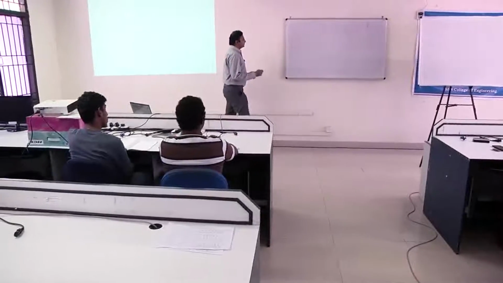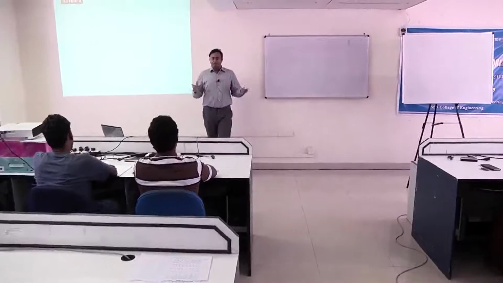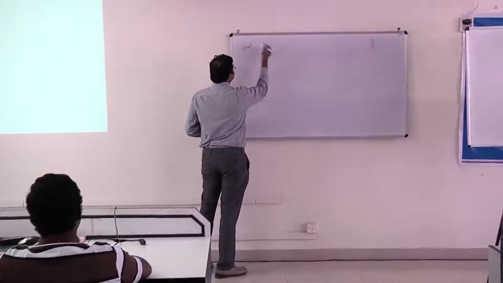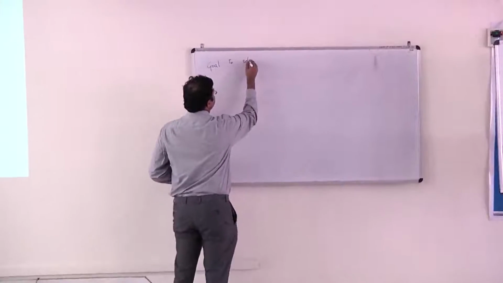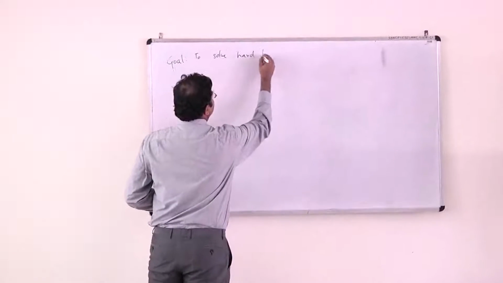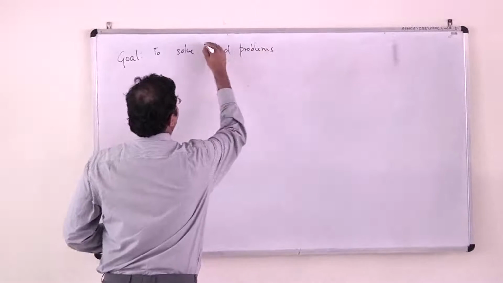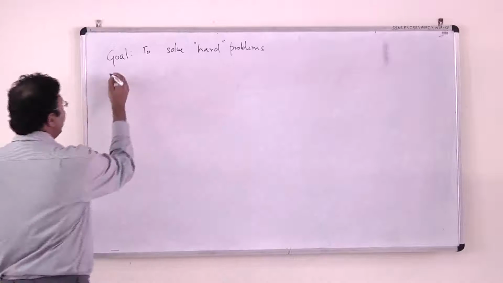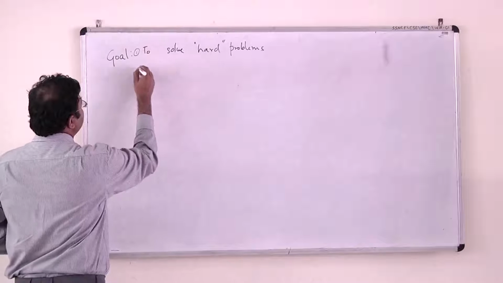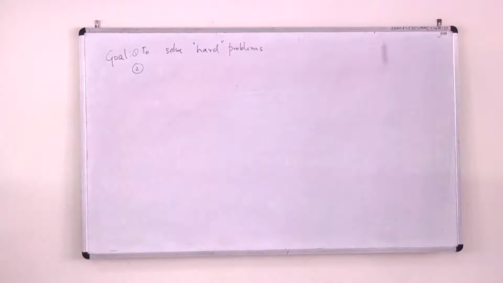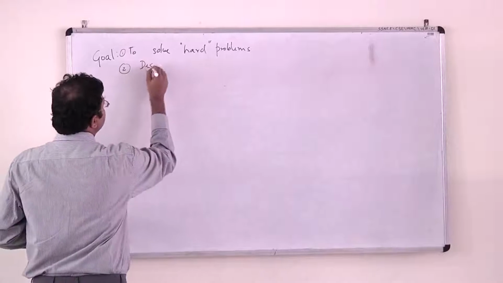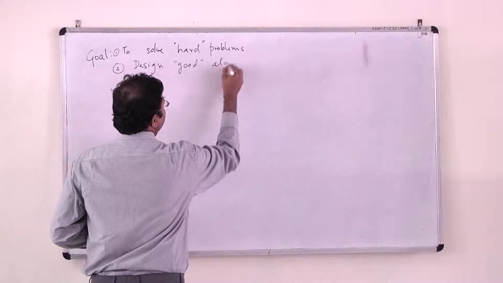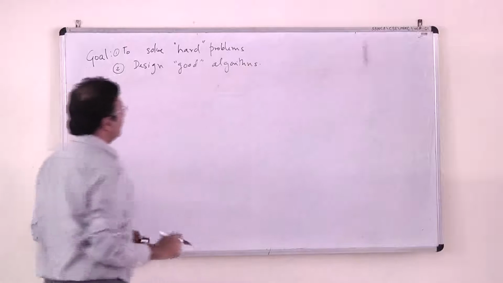First of all, you have been seeing algorithms, which means that our goal is to solve hard problems. Whatever the definition of hard is, we will give algorithms for hard problems. This is our first goal. The second goal is to design good algorithms. Now, what is the meaning of good?